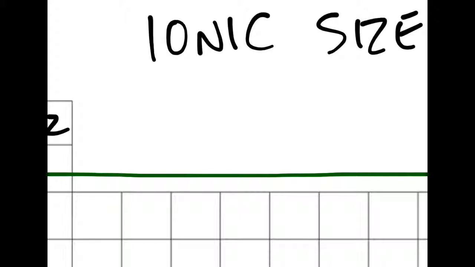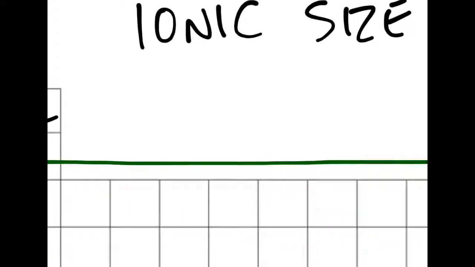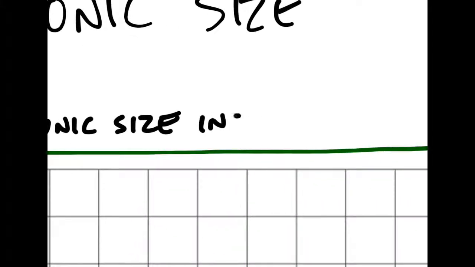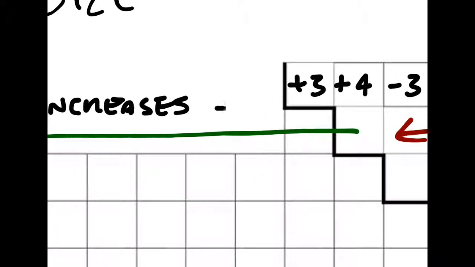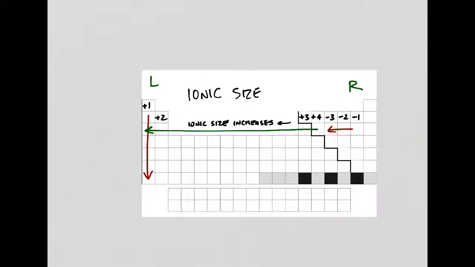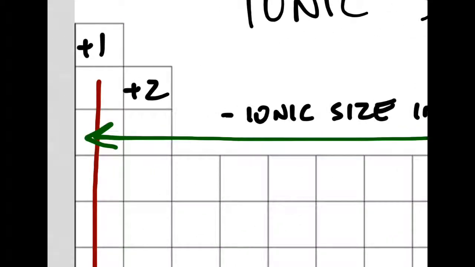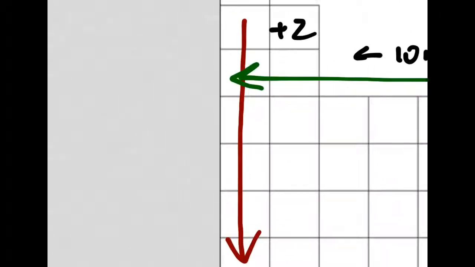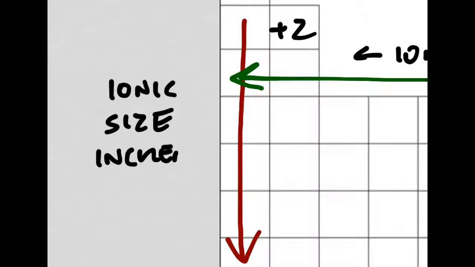I'm going to write here that ionic size increases in this direction. I'm not even going to bother saying from right to left. Okay, ionic size increases. And then I could do the same thing over here. Ionic size increases going in this direction.